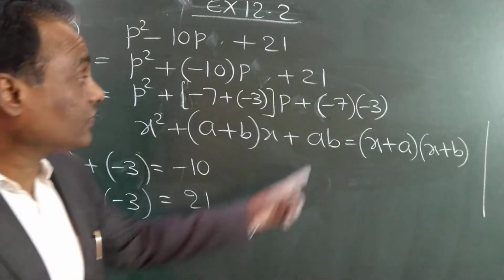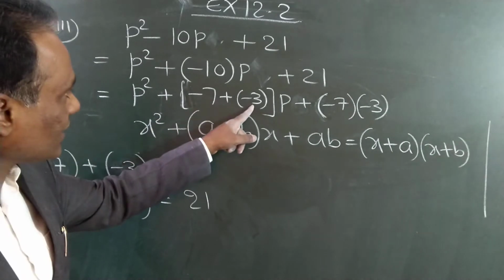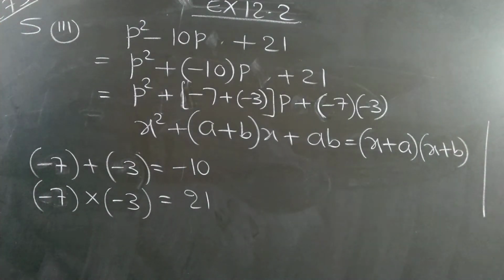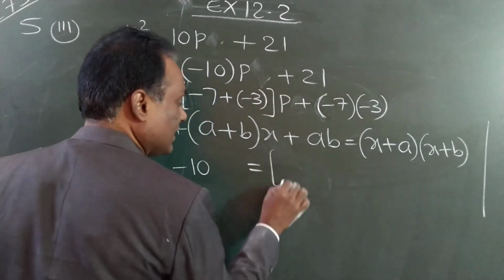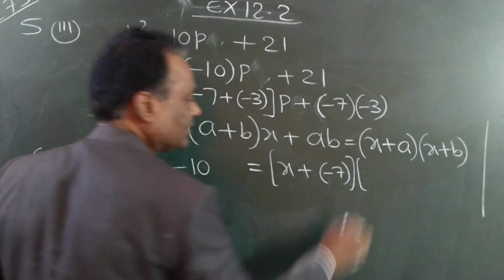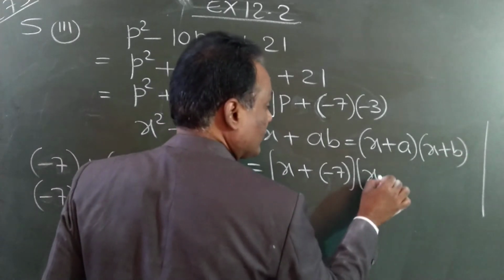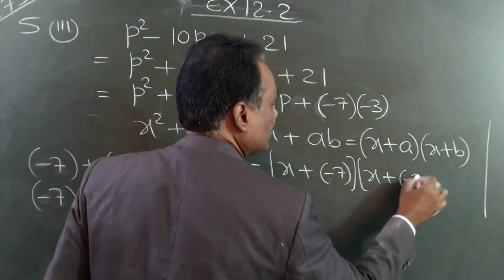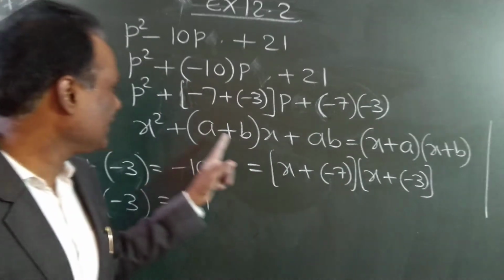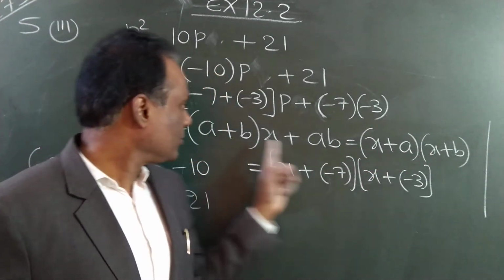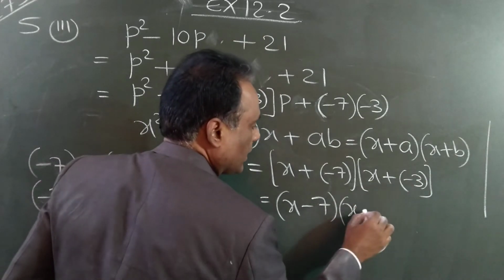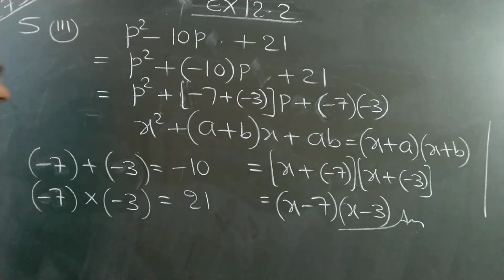Minus into minus plus, 7 3s are 21. Minus 7 minus 3 is minus 10. Minus 7 plus minus 3 is minus 10. So the answer is x plus a, x plus a is minus 7, x plus b, x plus b is minus 3. Answer is x plus a into x plus b. So plus into minus is minus only. Answer x minus 7 into x minus 3. That's all.